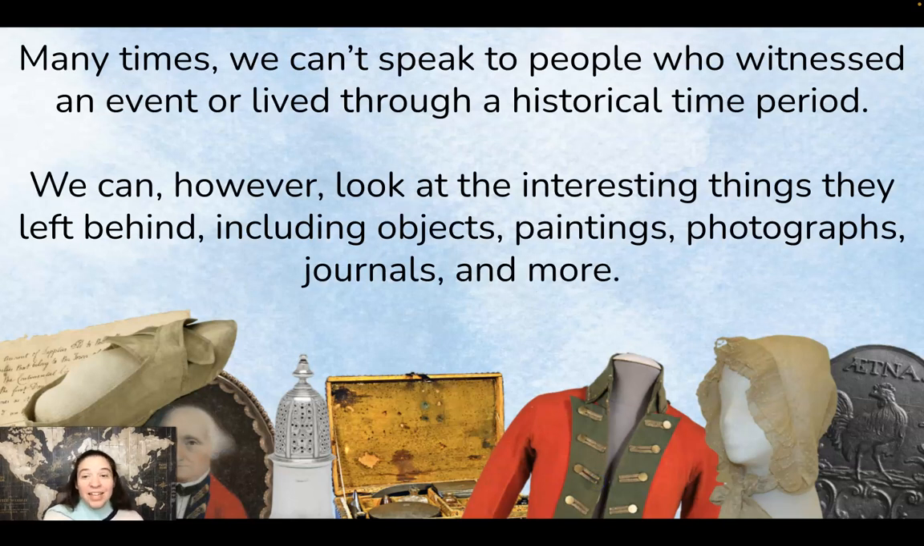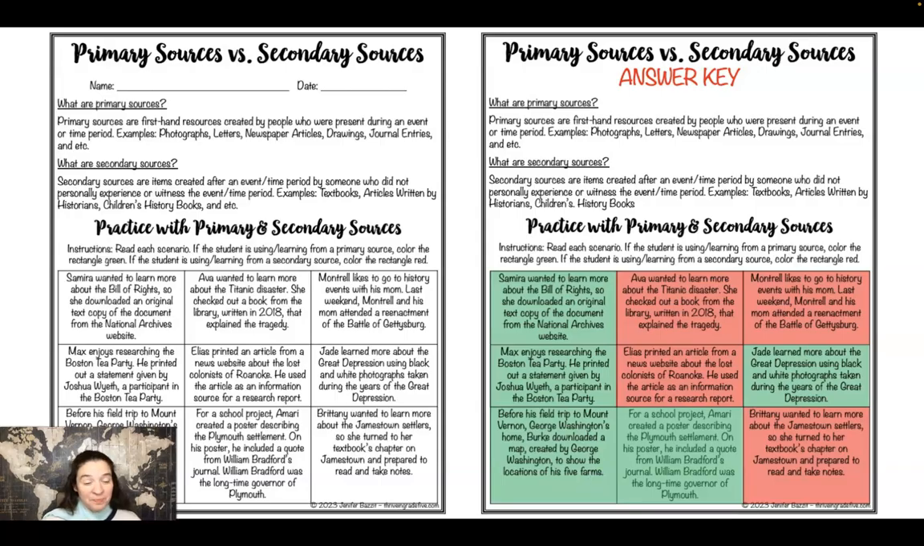Many times we can't talk to the people who witnessed an event or lived through a historical time period, but we can look at the interesting things they left behind, like objects, paintings, photographs, journals, and a lot more. This is a page that will be in your downloadable resources that I provided. This just explains in simple terms for students what primary sources are and what secondary sources are, and then they will color in based on whether the source being used is a primary source or secondary source. So, a good introduction there for your students.